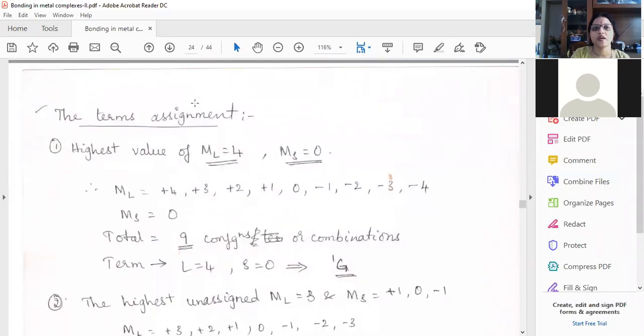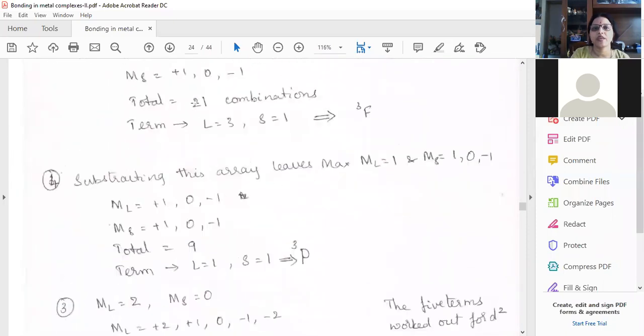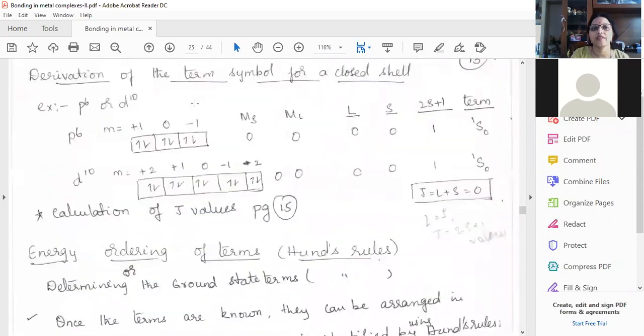Okay? Now, after knowing how to derive the terms, we have done for P1, P2, S1, D1, F1 as well as D. These are the configurations for which we have calculated the term symbols. Okay, so now we will see what after this, what are the things we have to do.